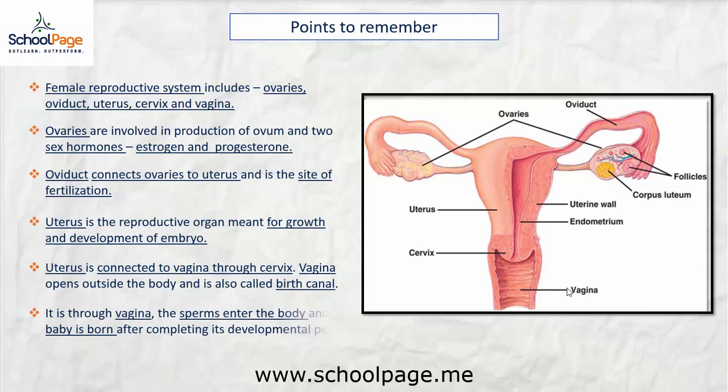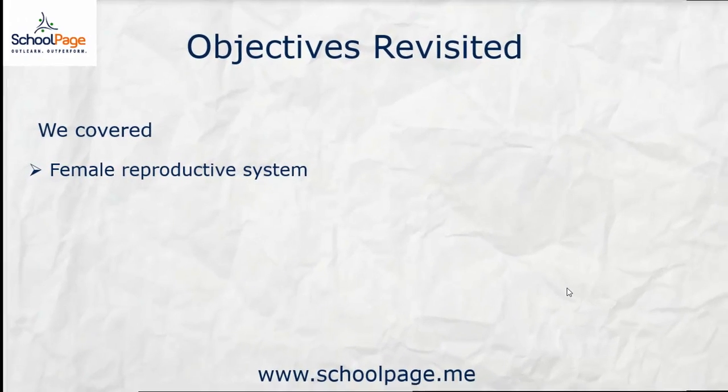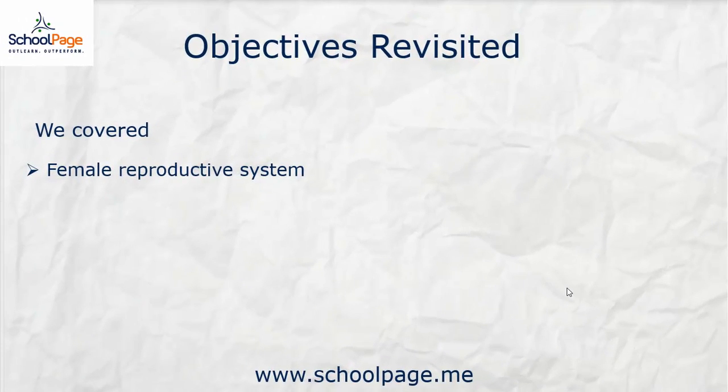So it is through the vagina that the sperms enter the body of the female, and also the baby is born after completing its developmental period. And because of this reason, it's also called as birth canal. In this video, you understood the structure and function of the female reproductive system.